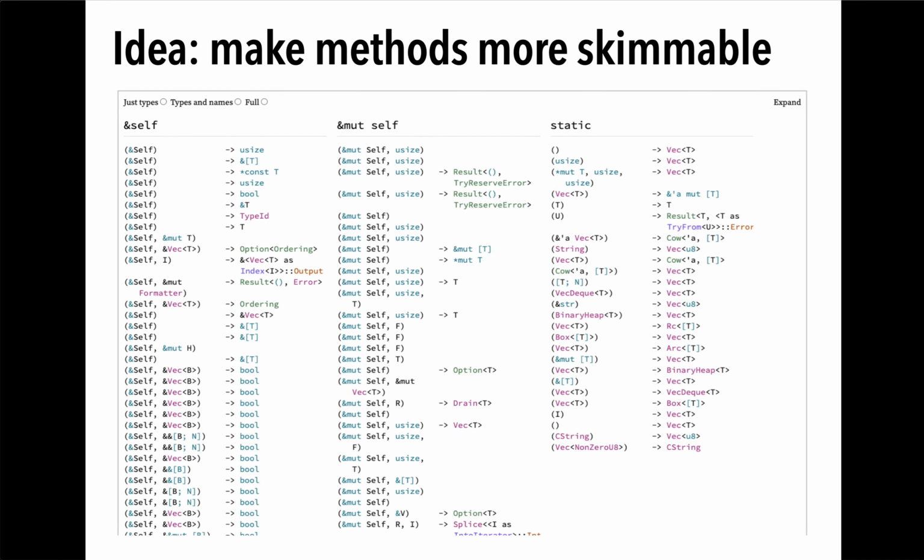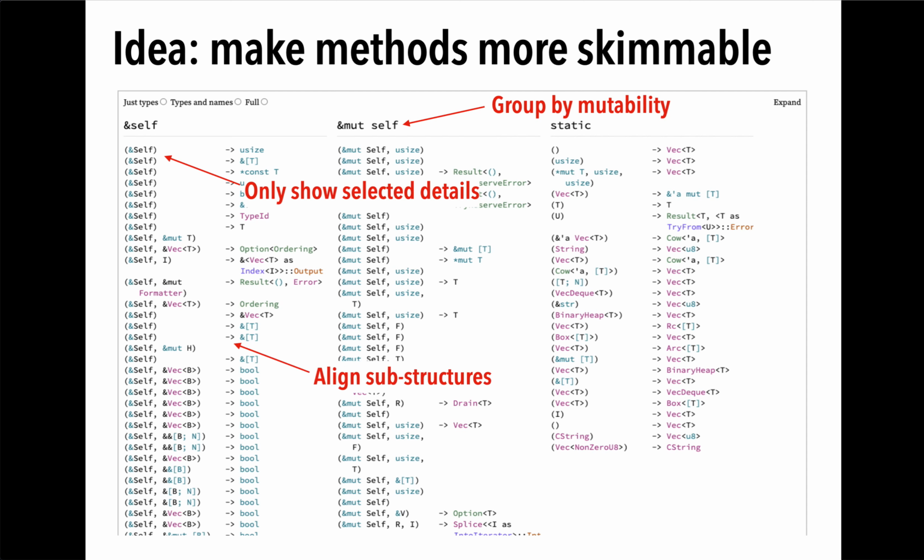One idea is to design more information-dense visualizations to make method information more skimmable. So here's a prototype that I mocked up for Rust showing the vector methods. First, we impose hierarchy by using relevant criteria like mutability to group methods and put them in separate columns. Then, we only show selected details of the methods, like the type signature or the name. And then you carefully align the information between methods to promote skimming down a column, which reduces mental parsing effort. All of these contribute to making these methods more skimmable.